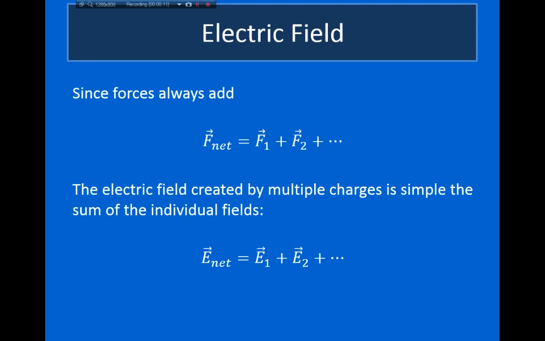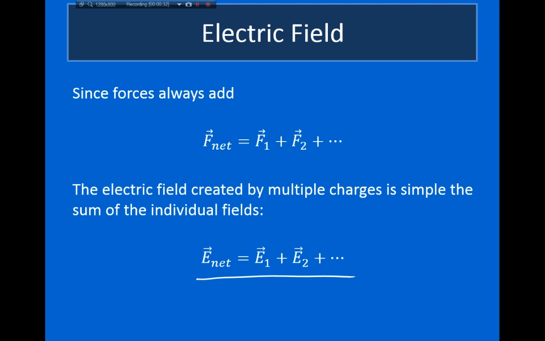Now, because the electric field describes the force that is exerted on a charged particle, and because the total force that is exerted on a particle is equal to the sum of the forces that are exerted on the particle, the total electric field that is created by multiple charges is just equal to the sum of the electric fields that is created by each of the individual charges.